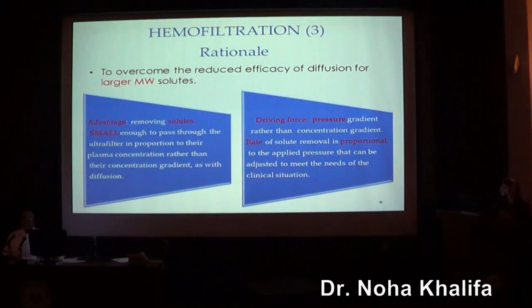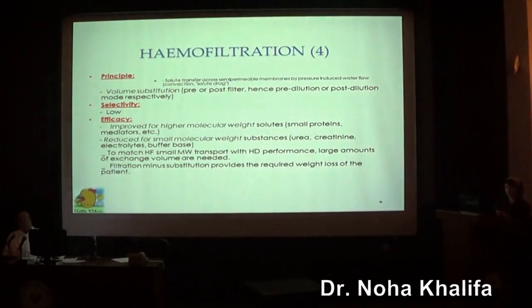What's the rationale behind hemofiltration? Why do we use it in the first place? Because larger molecular weight molecules and solutes are not efficiently removed by other methods like hemodialysis. So the advantage is that you remove the large molecular weight solutes that are small enough to pass through the filter. You depend on pressure gradient, and the rate of removal is proportional to the applied pressure that you have.